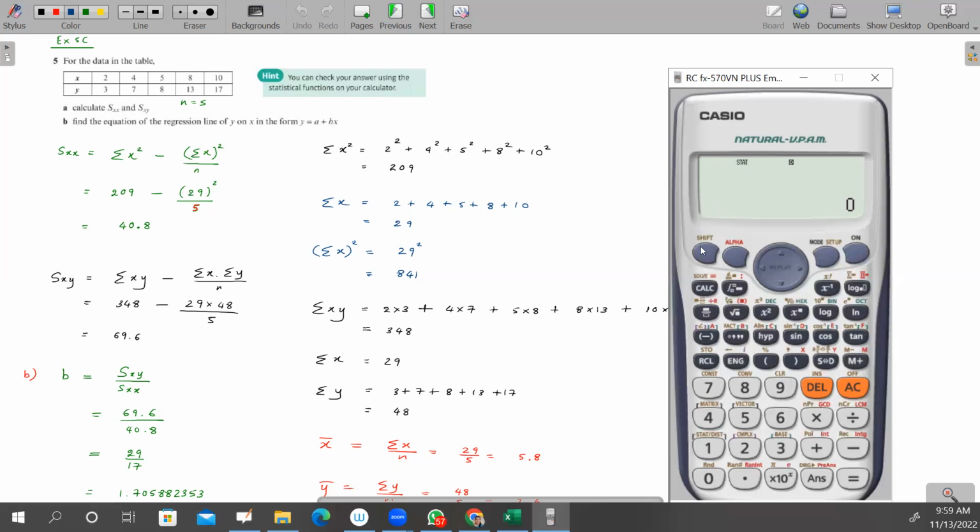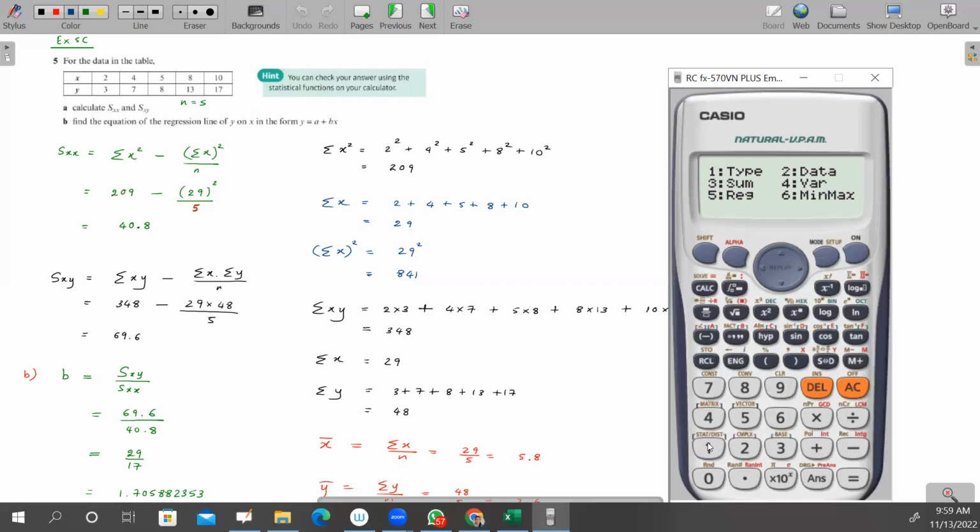Okay, so now what you need to do here is press the shift. You can see on my calculator, on top of number 1, I can see the stat here. Can you see the stat and comma distribution? So when I press the shift, it activates the stat mode. So I press shift and 1.